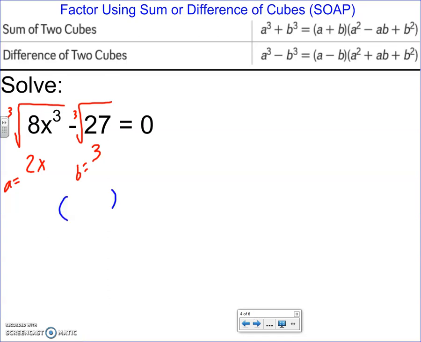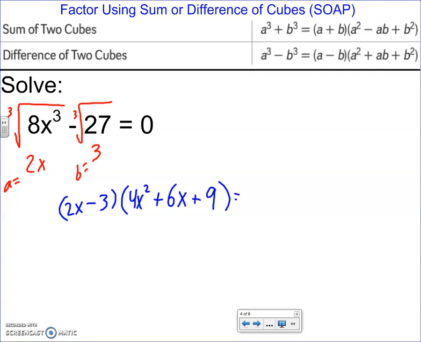You fill in the parentheses. The short parentheses, long parentheses. So the first thing goes first, the second thing goes second. And the long parentheses 3 terms, the first thing is the first thing squared. So 2x times 2x is 4x squared. The middle is just multiply a times b, so 2x times 3 is 6x. Then the last thing is the last thing squared. 3 times 3 is 9. Use SOAP for the signs because same, opposite, always positive. Same as subtraction is subtraction. Opposite subtraction is addition. Always positive.